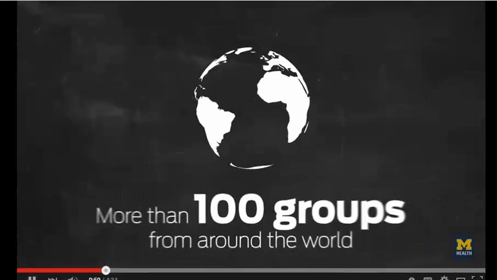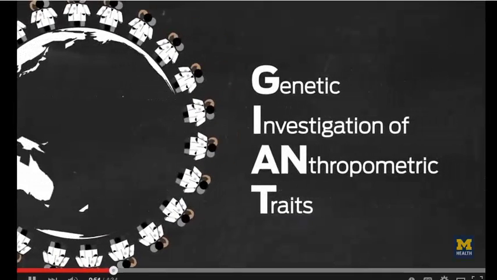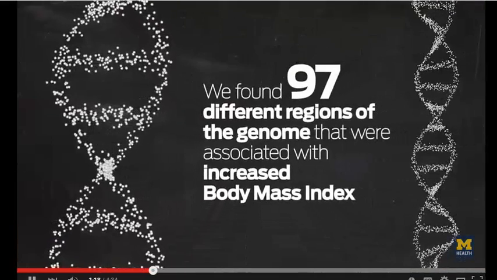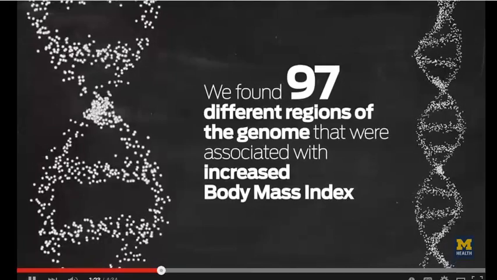More than 100 groups around the world came together in a consortium called the Genetics of Anthropometric Traits Consortium. And we got a working group together to pull the data and then look to find specific regions of the genome that are associated with these conditions. And from that, as we put the data together, variants came out that were reproducibly associated with these traits, suggesting that they're real. And these variants were near genes that told us a little bit about the biological predisposition to obesity. We found 97 different regions of the genome that were associated with increased body mass index.